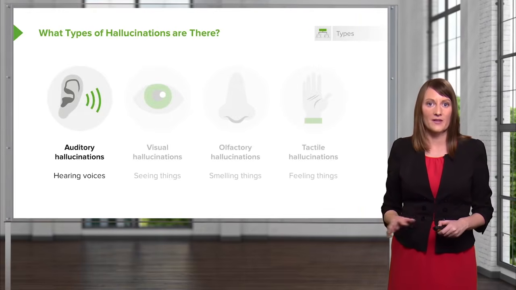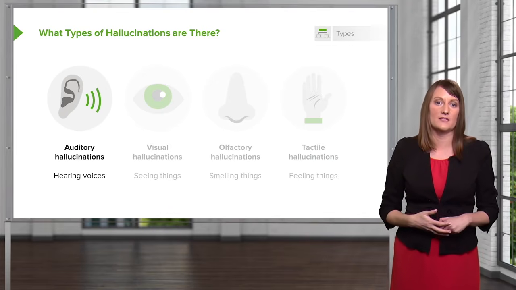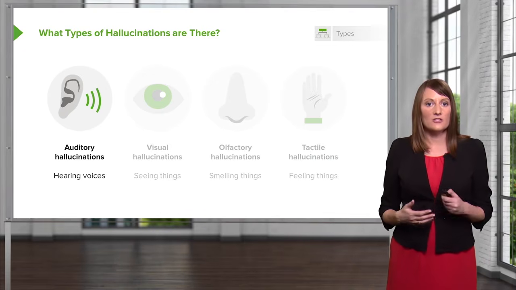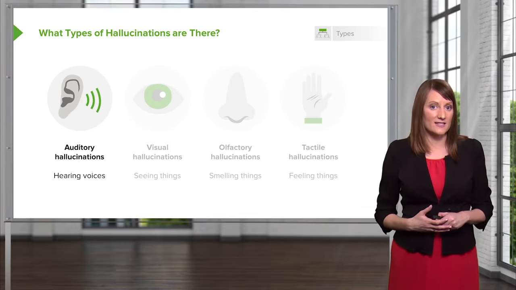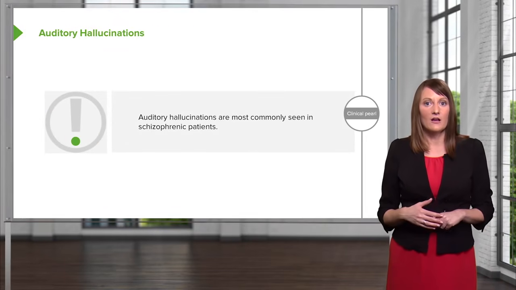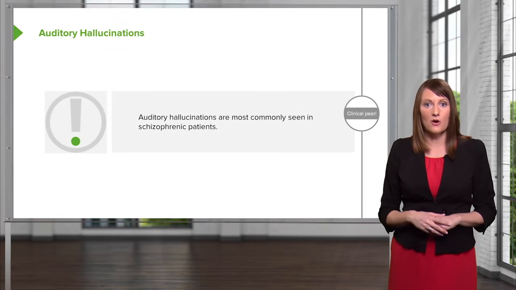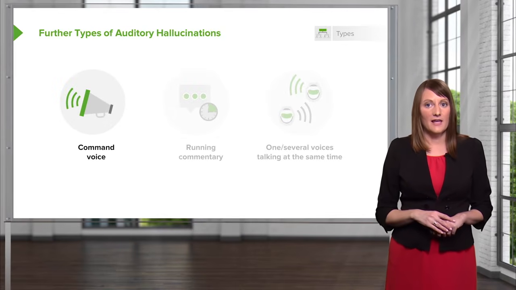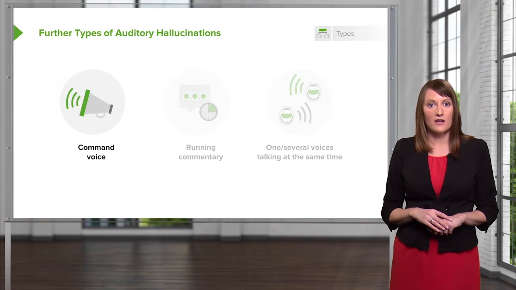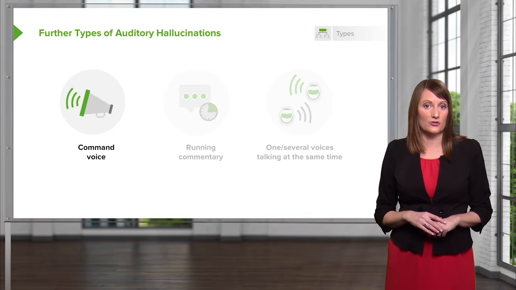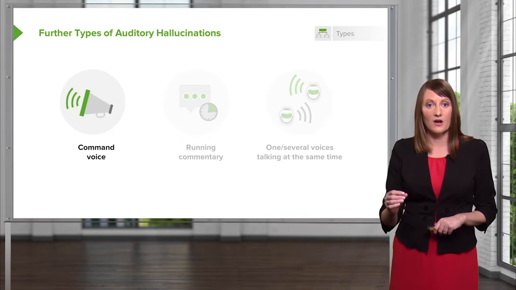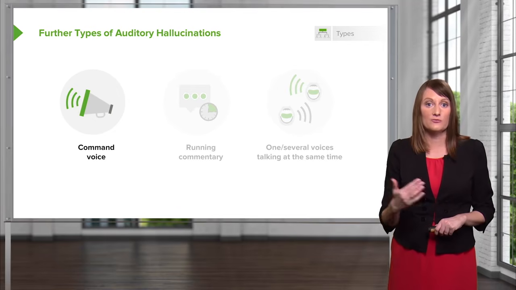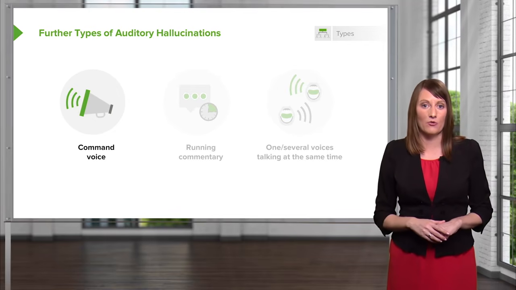Hallucinations are different. There are actually a lot of different types of hallucinations. So let's start with auditory hallucinations, in other words, hearing voices. Auditory hallucinations are most commonly seen in patients with schizophrenia. And there are a lot of different types of auditory hallucinations. It's really important that with your patient, you not only find out if they're hearing voices, but you dig deeper and ask more about them.